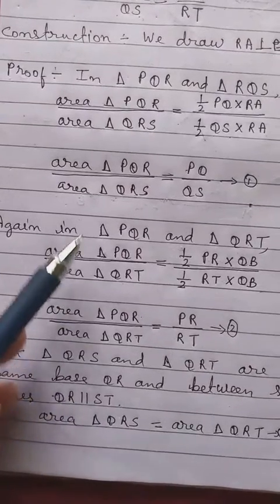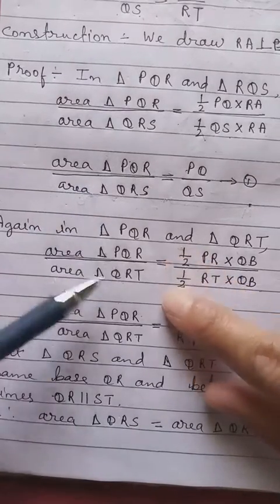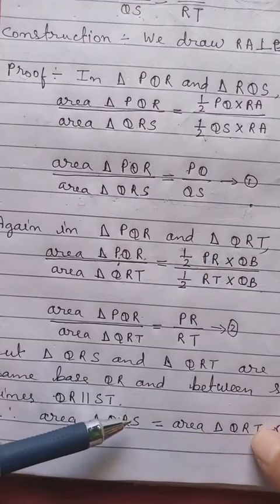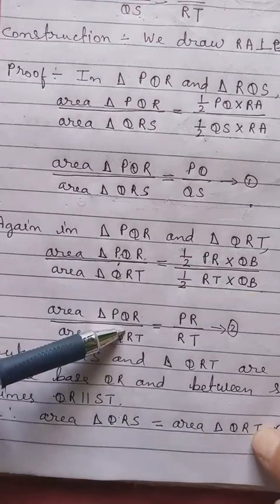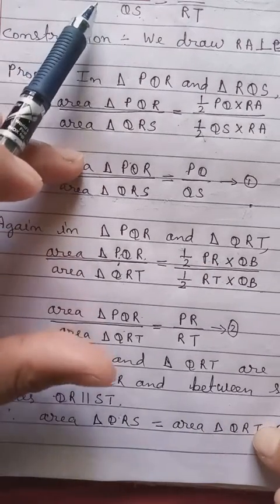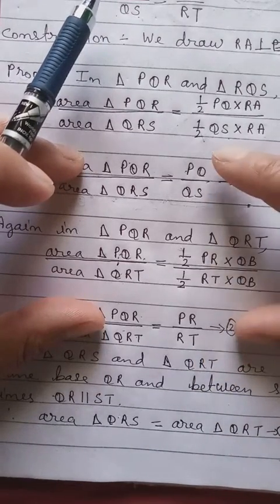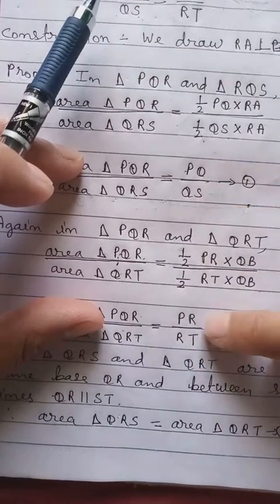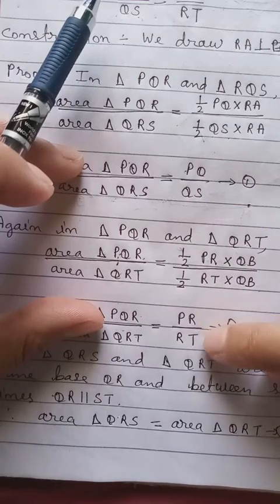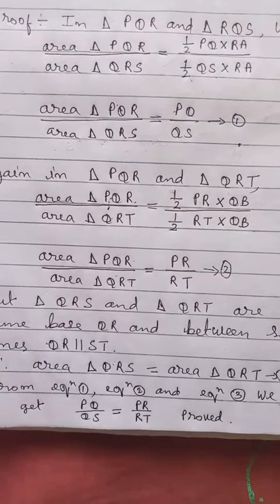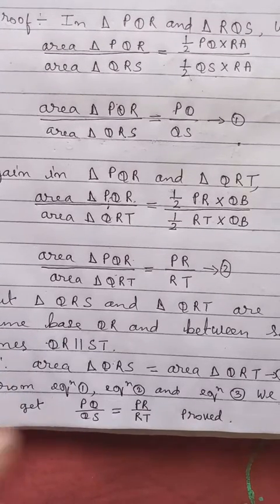So now we know that PQR same, area of QRS, area QRT, they are same. It means this left hand side equal to left hand side. Then what we can conclude, PQ by QS will be equal to PR by RT. Then we get what we want, that means the theorem is proved.